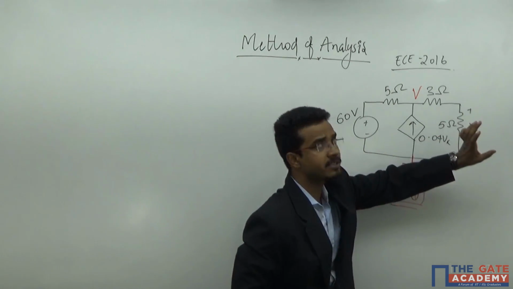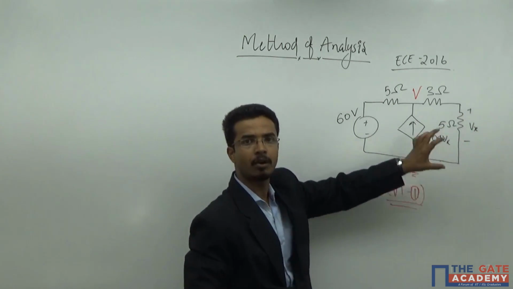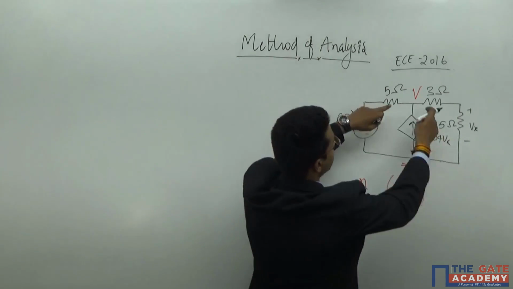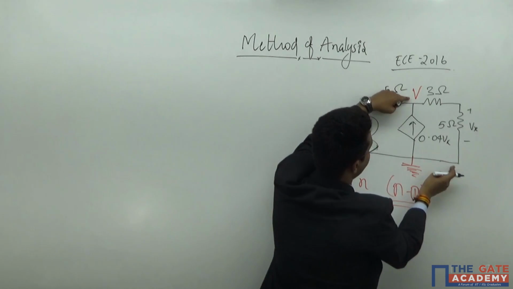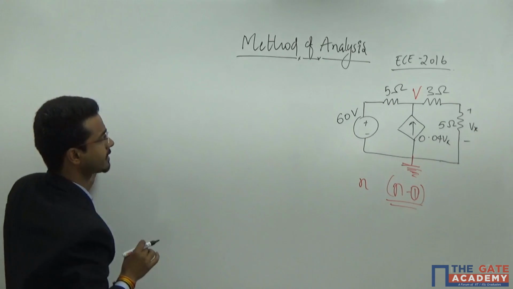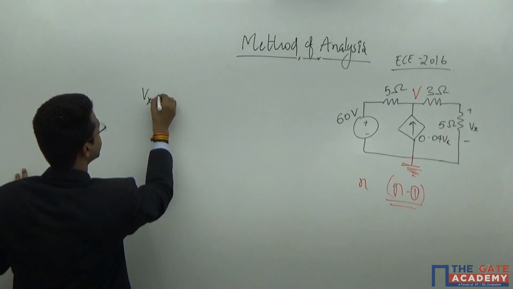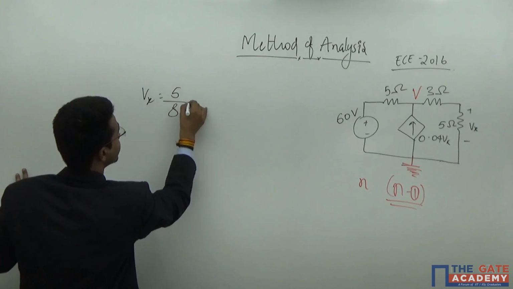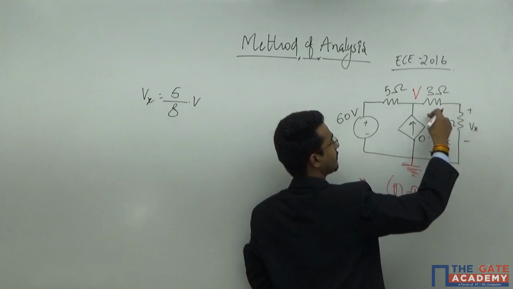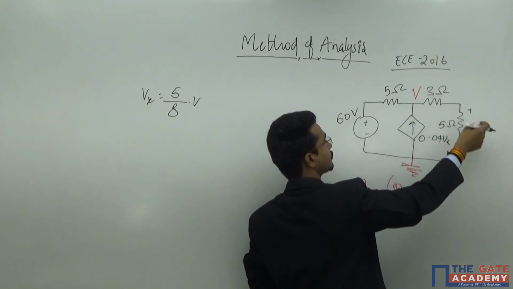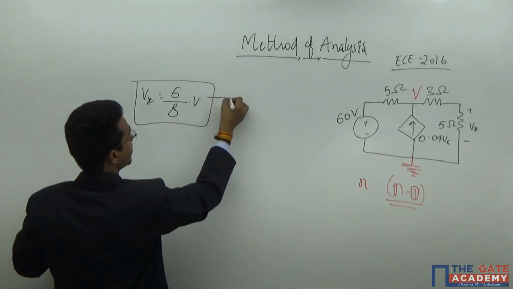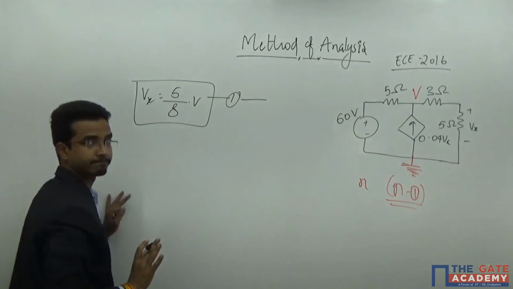At the very first attempt, I will calculate the independent variable on my system. If both are in series, 3 and 5, I can apply the voltage division rule between them. That means I will get something like this: Vx is equal to 5 divided by 8 into V. Just voltage division, 5 divided by the total into V is equal to Vx. I have applied the voltage division rule, so I will get the first equation directly from here.